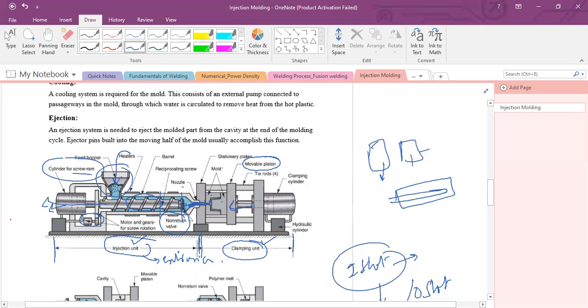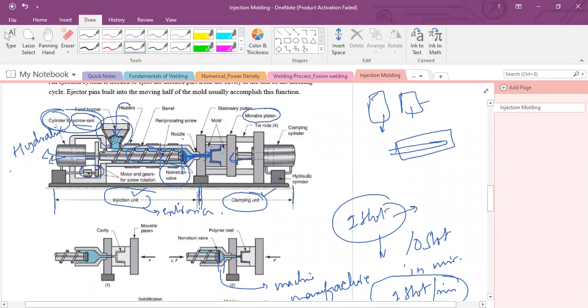And this screw will move forward, and it is responsible for filling the molten material into the mold cavity. This screw is normally used to inject the material into the mold cavity, right? It is rotating and injecting the molten material into the mold cavity. After the injection, this screw will retract in the backward direction with the help of this hydraulic cylinder, which is for the screw ram.